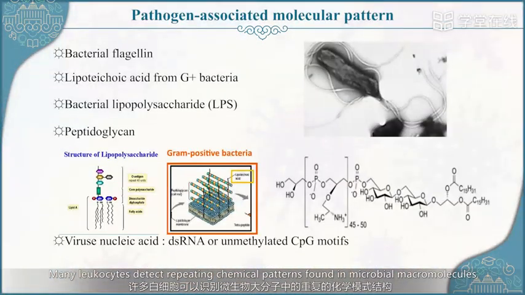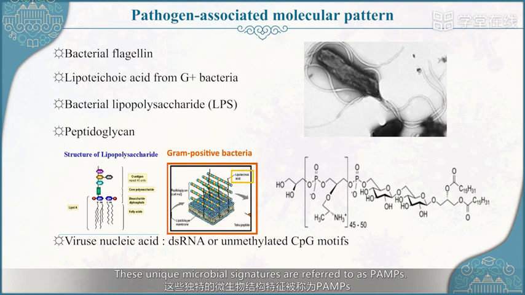Many leukocytes detect repeat chemical patterns found in macromolecules. These unique microbial signatures are referred to as PMPs. The PMPs are found within proteins, polysaccharides, lipids, and nucleic acids, for example, bacterial flagellin, lipoteichoic acid from gram-positive bacteria, bacterial LPS, peptidoglycan, viral nucleic acid, dsRNA, or unmethylated CpG motifs.